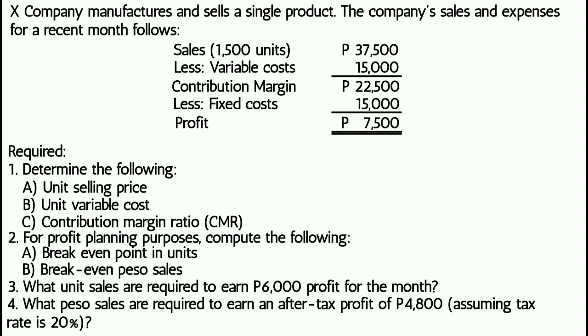Required, first, determine the following: A. Unit selling price, B. Unit variable cost, and C. Contribution margin ratio or CMR. Second, for profit planning purposes, compute the following: A. Break-even point in units, and B. Break-even peso sales. Third, what unit sales are required to earn 6,000 pesos profit for the month? Fourth, what peso sales are required to earn an after-tax profit of 4,800 pesos, assuming tax rate is 20%.